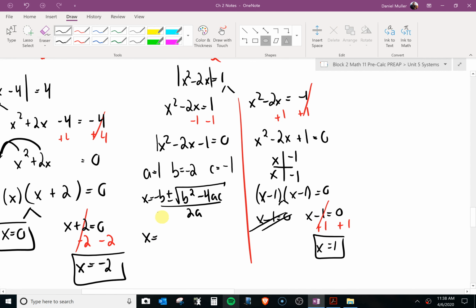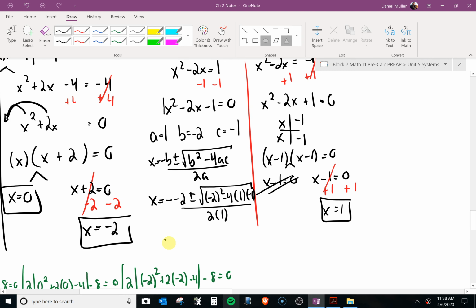So x is equal to negative b, and b is negative 2. So negative negative 2 plus or minus the square root of b squared, so negative 2 squared, minus 4 times a, which is 1, times c, which is negative 1, all over 2 times a, which is 1. So I have 2, negative negative 2, which is 2, plus or minus the square root of 4, negative 2 squared is 4, and then negative 4 times 1 times negative 1 is a positive 4, all over 2.